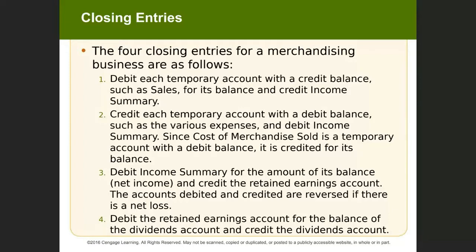Then debit the income summary for the amount of its balance, net income, and credit the retained earnings account. Those accounts that are debited and credited are reversed if there's a net loss. So if it's a net loss, we would reverse that. It would be credited to the income summary and debited to retained earnings. And then, finally, you would debit the retained earnings account for the balance of the dividends account and credit the dividends account.